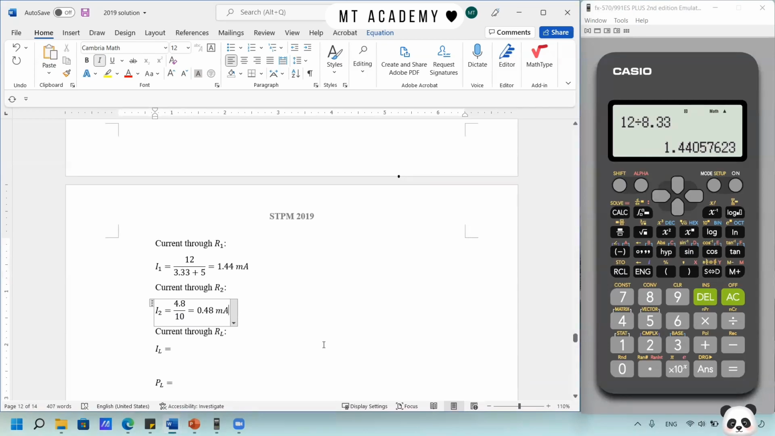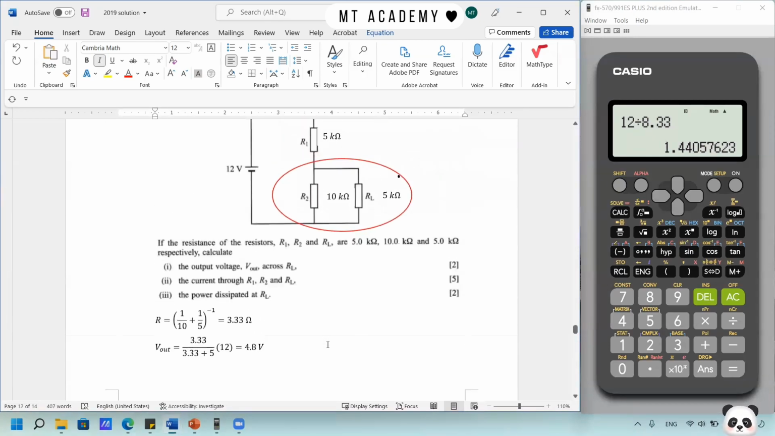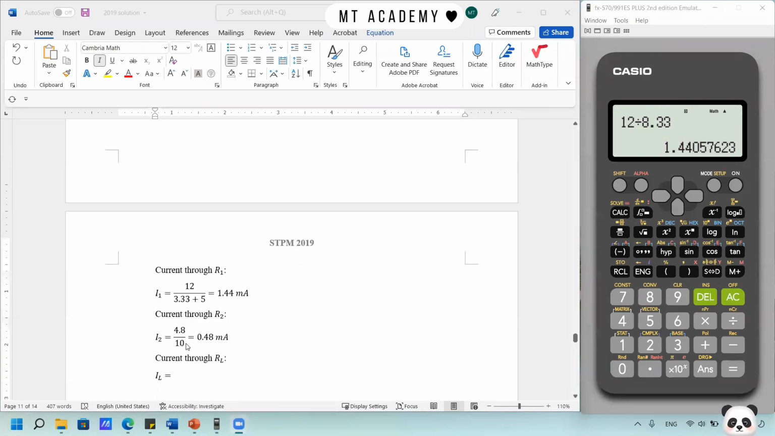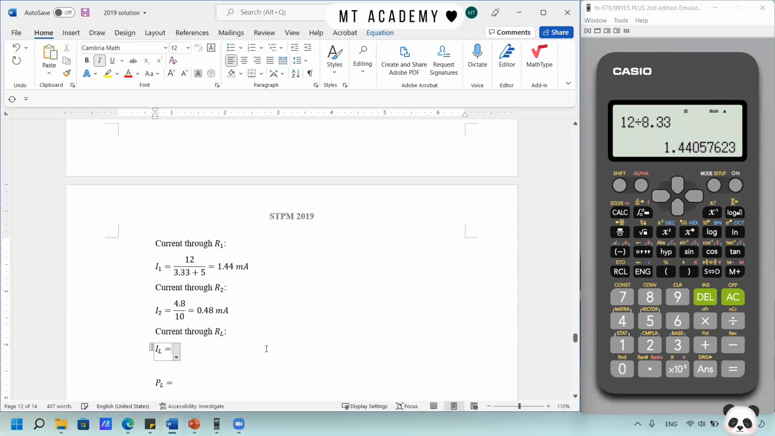For the current through RL, you can also apply the concept of Kirchhoff's current law, that the current here will be split. So you know how to do it. You can apply this method: 1.44 minus 0.48, which is equal to 0.96 milliampere. So you have many methods to do it. This is just a rough discussion on how we can be flexible with the formula.